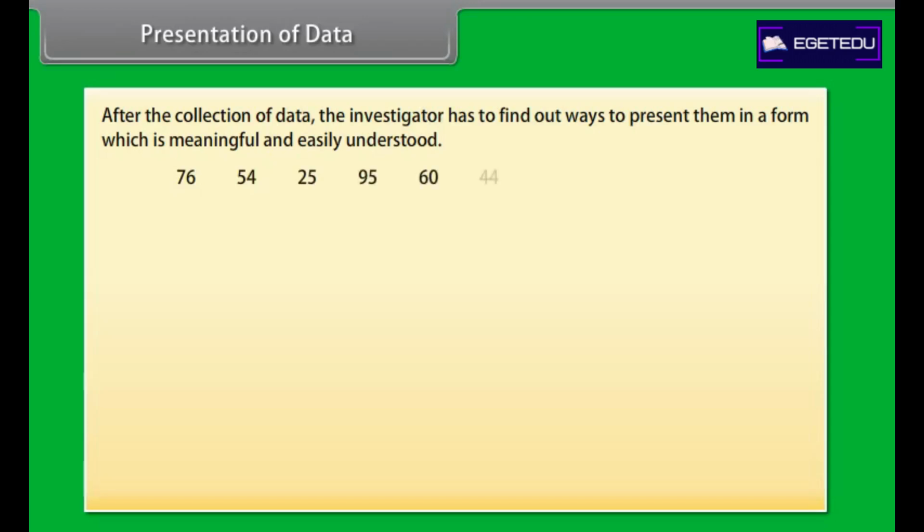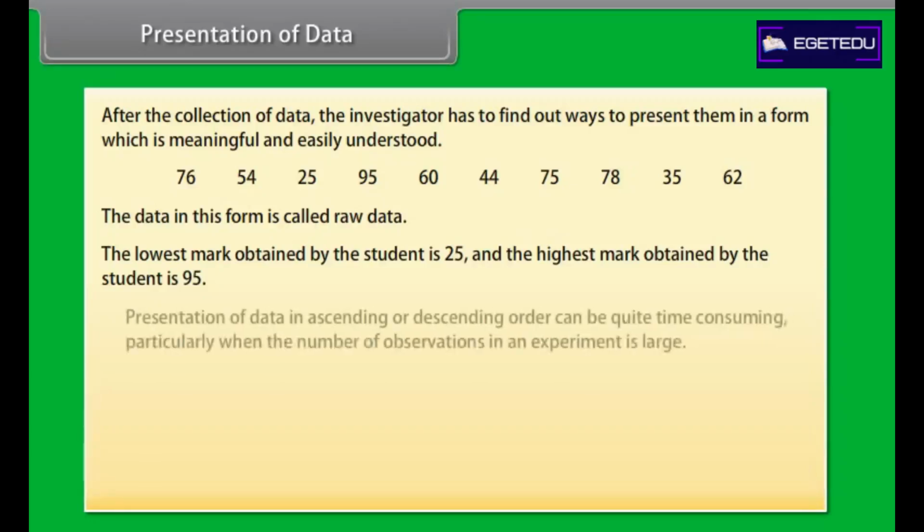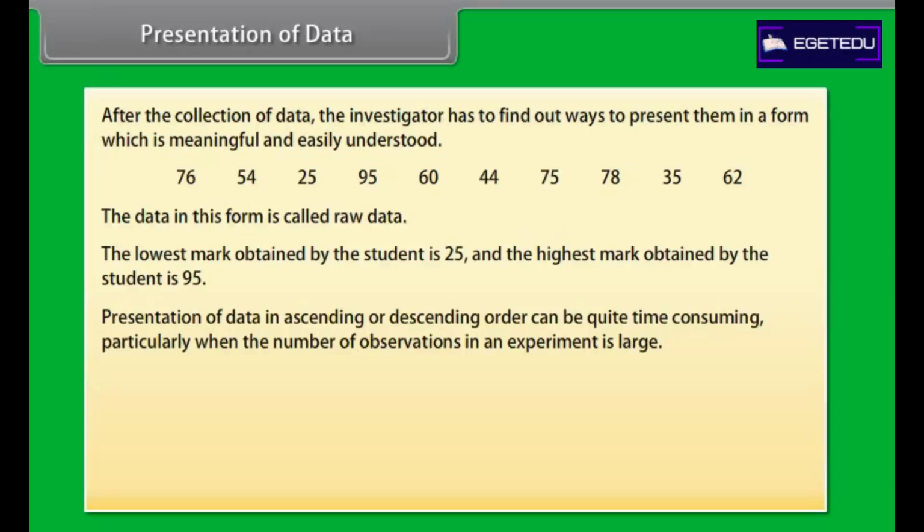Look at these numbers. These numbers are the marks obtained by 10 students in subject science. The data in this form is called raw data. The lowest mark obtained by the student is 25 and the highest mark obtained by the student is 95. If we write these numbers in ascending or descending order, then it would be easy for us to see the highest or the lowest marks. Presentation of data in ascending or descending order can be quite time-consuming, particularly when the number of observations in an experiment is large.